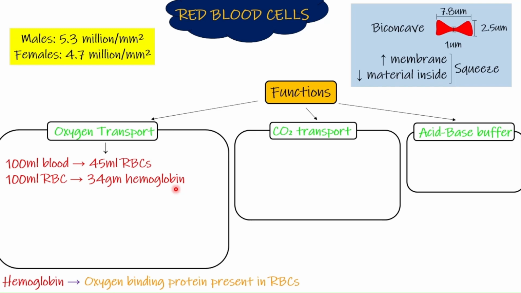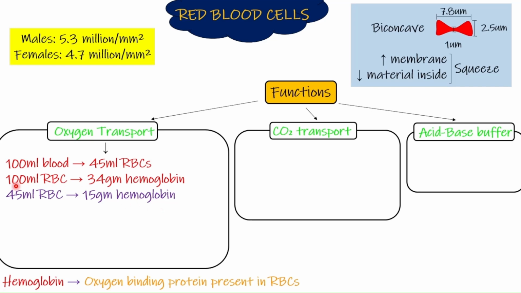Basically, we are going to calculate the amount of oxygen which 100 ml of blood can carry. For that, we first have to know the amount of RBCs in 100 ml of blood, and then the amount of hemoglobin in that 45 ml of RBCs. So if 100 ml of RBCs have 34 grams of hemoglobin, then 45 ml of RBCs would have around 15 grams of hemoglobin.